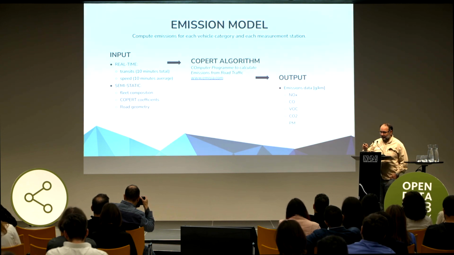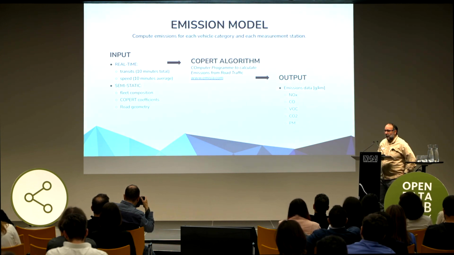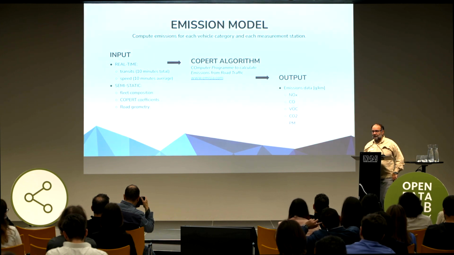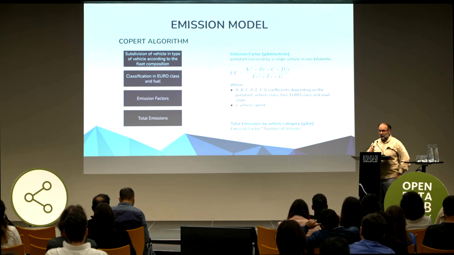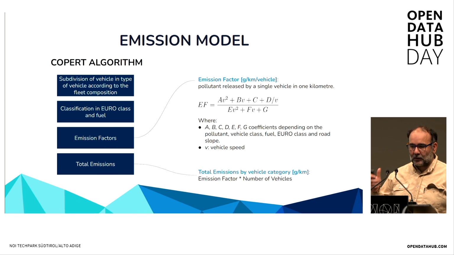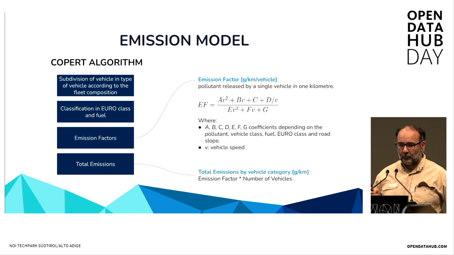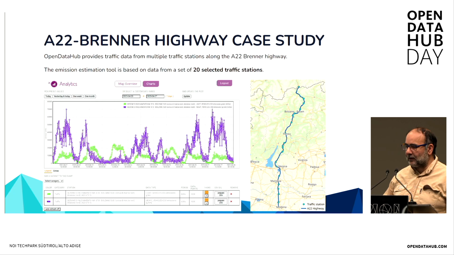offline mode. The output of all this is emission data, which is given in grams per kilometer driven for all these gases, and depends on subdivision of vehicle in type according to fleet composition. It depends on Euro classes and fuel type, and this is put inside these coefficients. So for each vehicle class, we have a formulation like the.